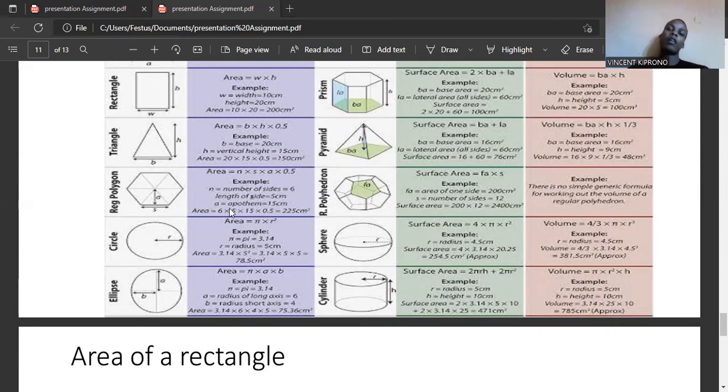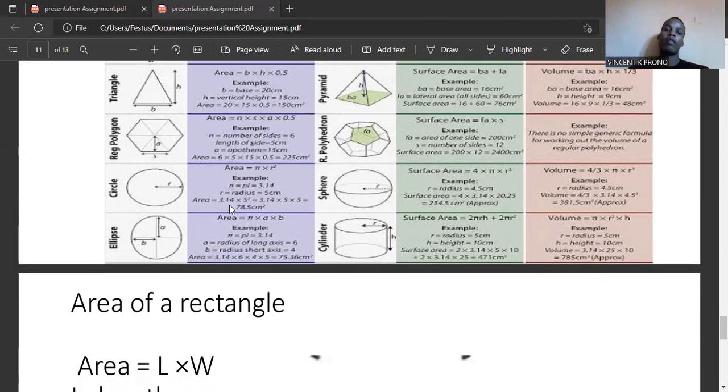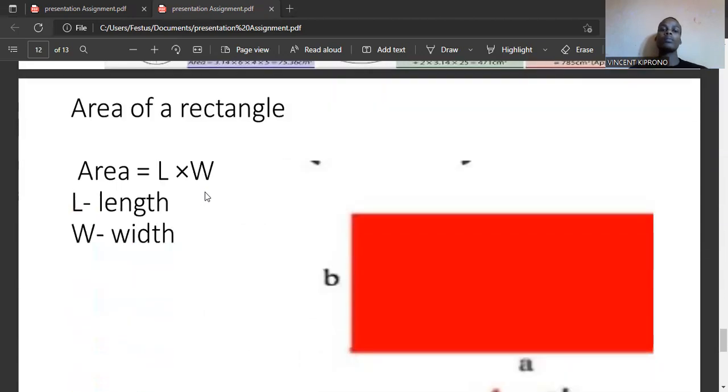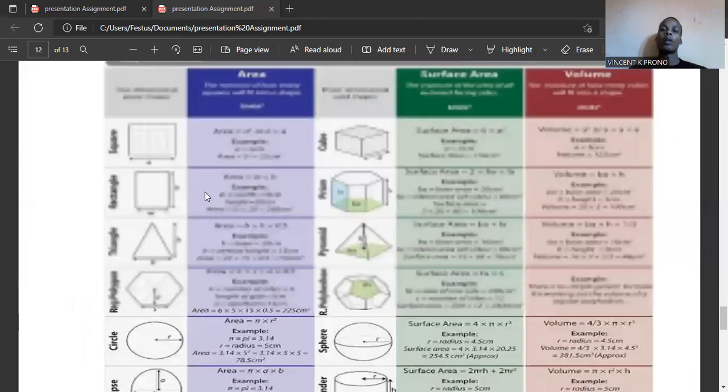You also have an area of an ellipse. An ellipse looks like a squashed circle. An area of an ellipse, we just say pi times a times b, where a and b are the sides upwards. You have the upper side and the lower side. So a is like a radius of the long axis, and b is like a radius of the short axis. So we shall say 3.14 times 6 times 5, that's 75.36. Hope you are getting it.